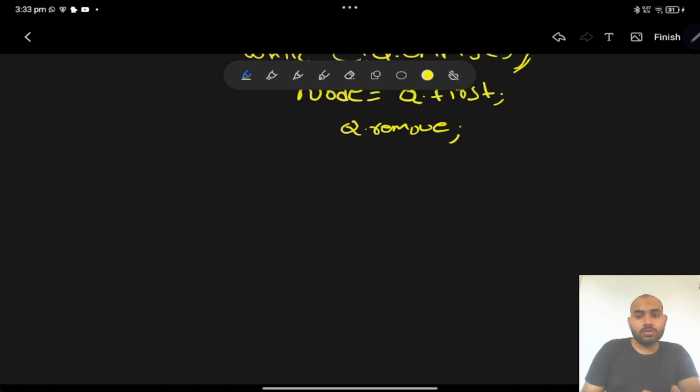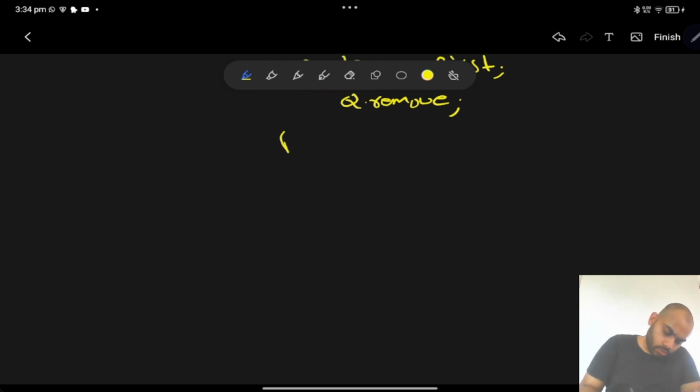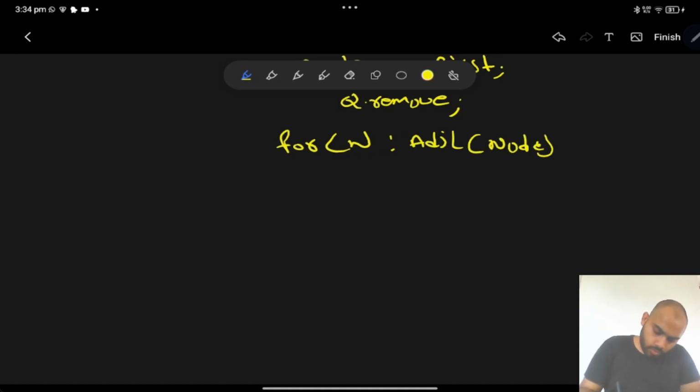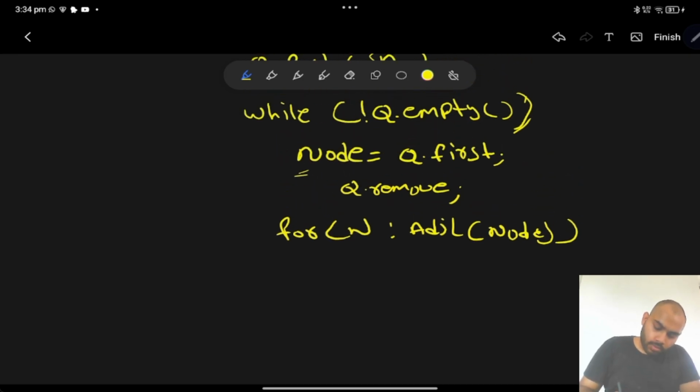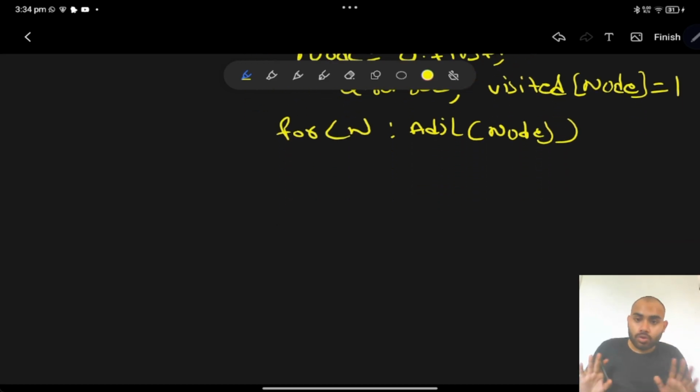Now we will traverse the adjacent nodes, the very nearest nodes of the currently selected node. Now what is the currently selected node? It is node. Okay, this is the currently selected node. Now we'll traverse the very next neighbors of it. So for each we'll use a for each loop here. Before that, we will mark the node visited. Like we are setting it to 1. Okay, and we'll explore all the nodes.